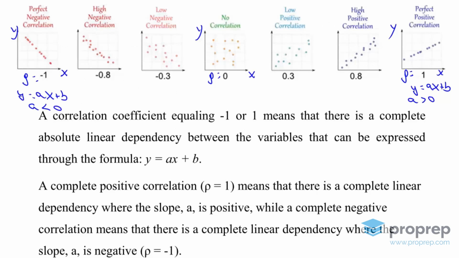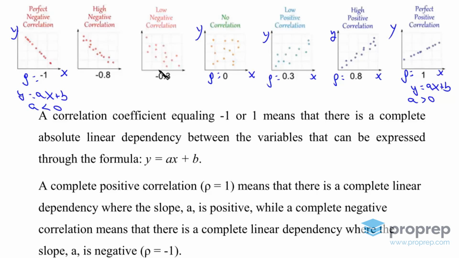Here we see examples of partial correlations, partial positive correlations and partial negative correlations. So let's take a look at this, where rho equals 0.3 or 0.8. Here we have a low positive correlation between x and y, and here we have a high positive correlation between x and y, but we still can't describe the connection between x and y as a mathematical formula.